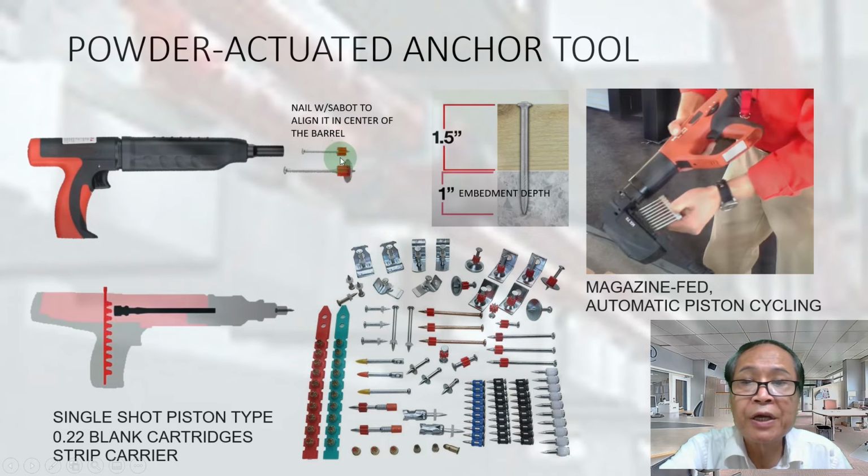This is the support here. The support means we make it aligned in the center of the barrel. The gun barrel is big, and the nail is thin, so we need a support to support it in the barrel. And usually the nail goes in 1 inch. It can't be more. If it goes more than 1 inch, it means the gun is very powerful and it's dangerous.